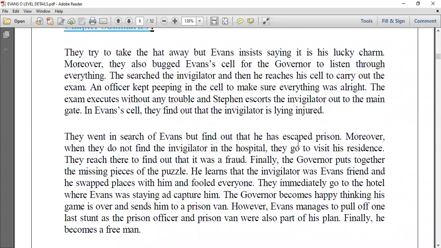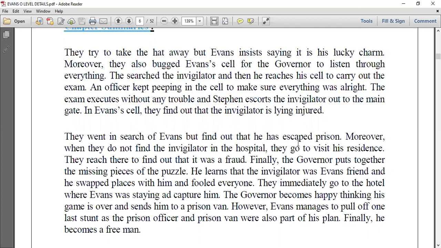Moreover, they also bugged Evans' cell, and of course searched it very clearly and removed all those things. They scanned Evans' cell for the governor to listen to everything, and they also fixed the mic. That means whatever is taking place in that particular cell, the governor wanted to hear from his place, so they fixed everything. They searched the invigilator, and then he reaches his cell to carry out the exam.